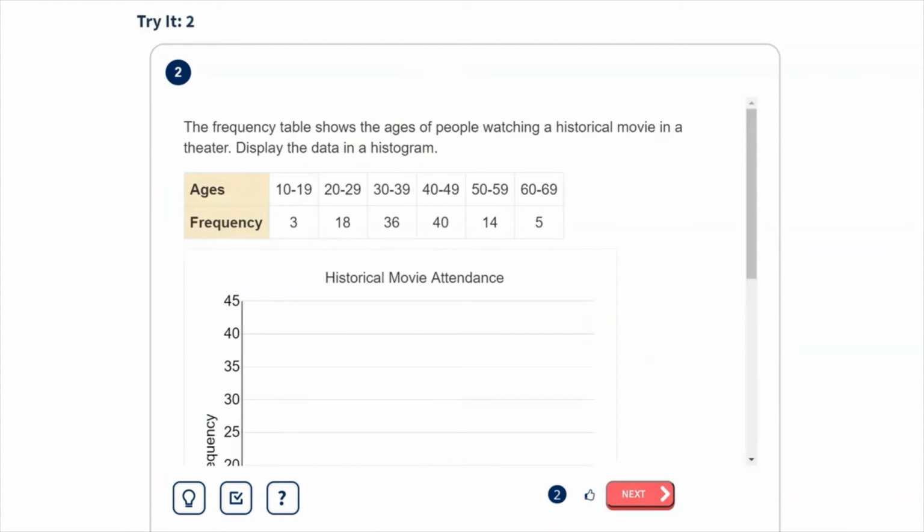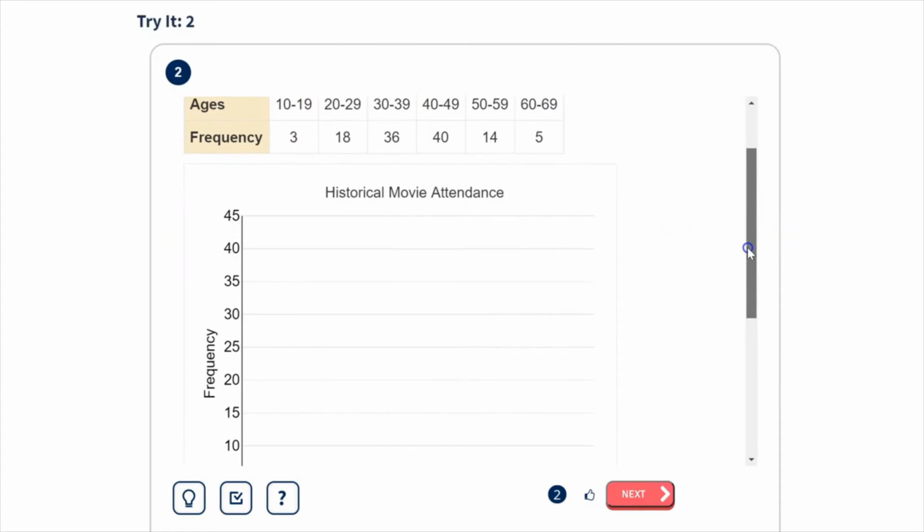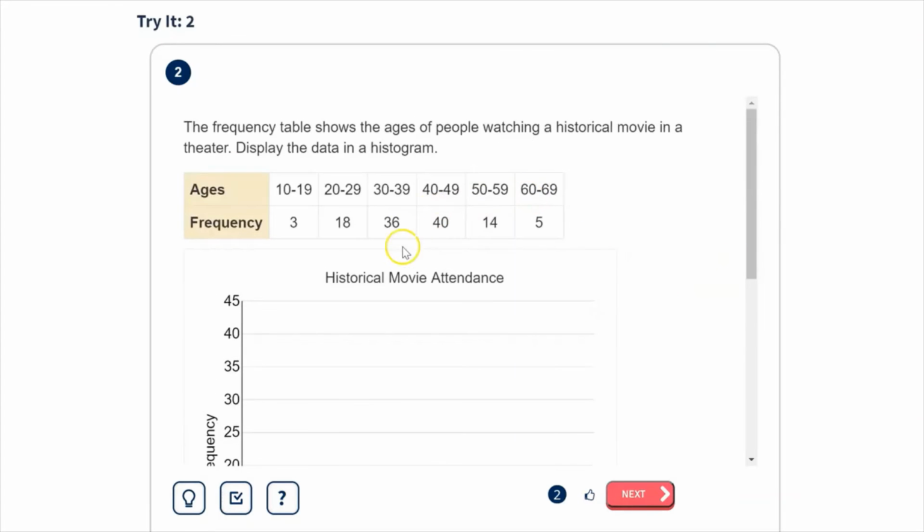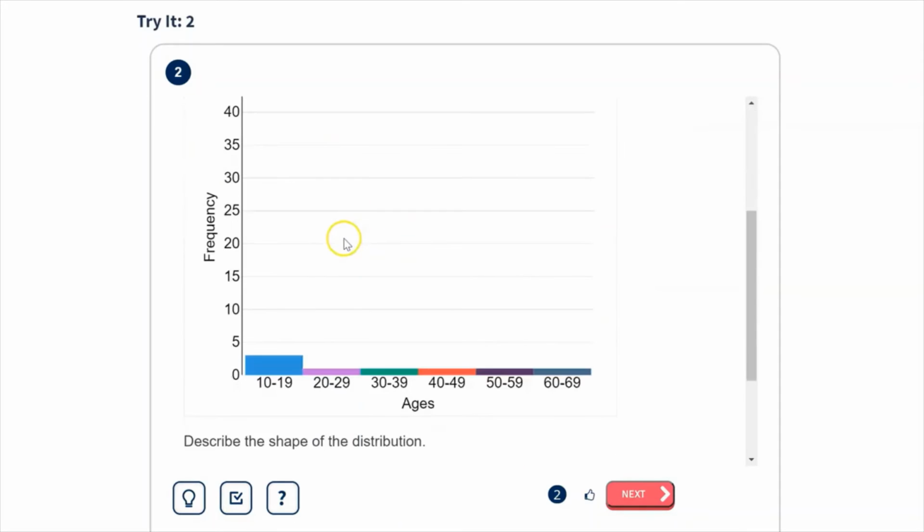All right, let's go ahead and create a histogram here. We've got a frequency table showing the ages of people watching a historical movie in a theater. You can see that of people aged 10 to 19, only 3 were watching this movie. So we want to put this at 3. That would be there. 18 people were aged 20 to 29. So we would want to drag this category up to 18.